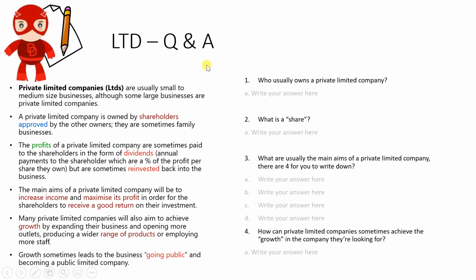Well, here comes your Q&A. This is about seeing if you can spot the right information and answer these 4 questions. So question 1, who usually owns a private limited company? Question 2, what is a share? Question 3, what are usually the main aims of a private limited company? And there are 4 that are in that text. And question 4, how can private limited companies sometimes achieve growth for their company?